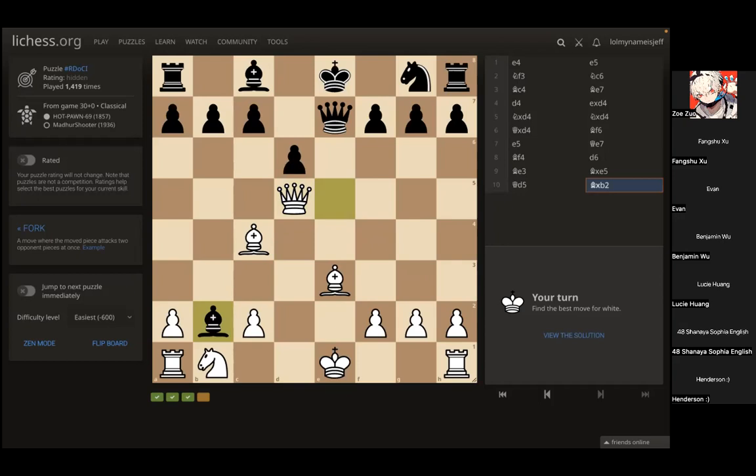Bishop to c5. Bishop to c5 is a great try. Only issue is the queen's actually pinning the bishop to the king, so the king can actually move. Queen to c6. Queen to c6, that is covered by the pawn. Yes.